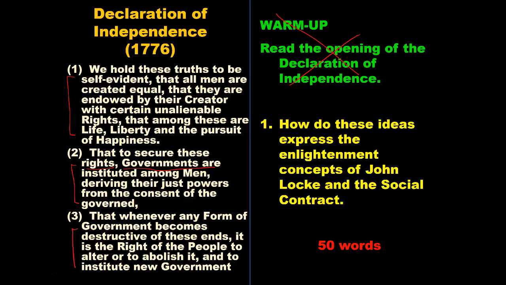Last but not least, the third part of the argument: whenever any form of government becomes destructive of these ends, giving you rights, protecting your rights, etc., it is your right to alter or to abolish it, right? So clear justification for these American colonists. The Intolerable Acts, the Stamp Act, the tea tax, all of these issues ultimately led to the American colonists seeing that there was a clear and justified reason that the English, not the American colonists, the English broke the social contract, therefore justifying their right to create a new government.